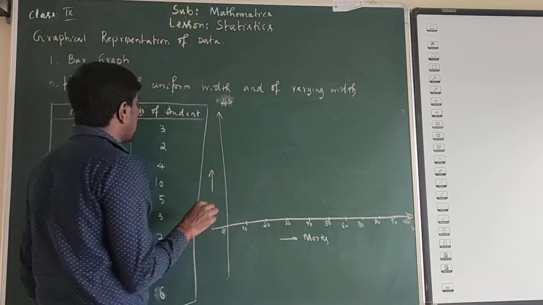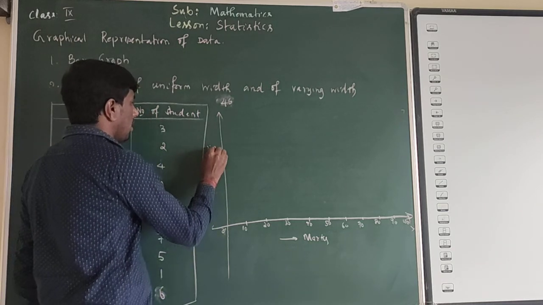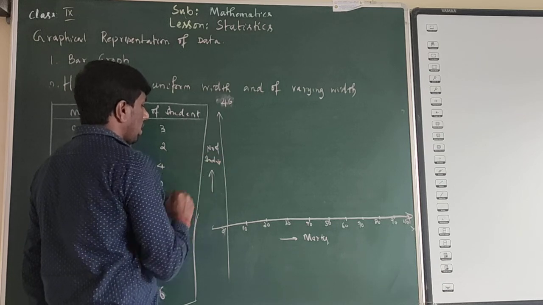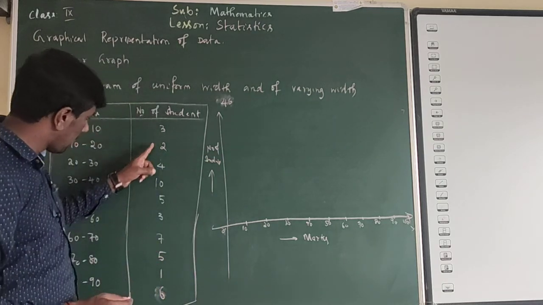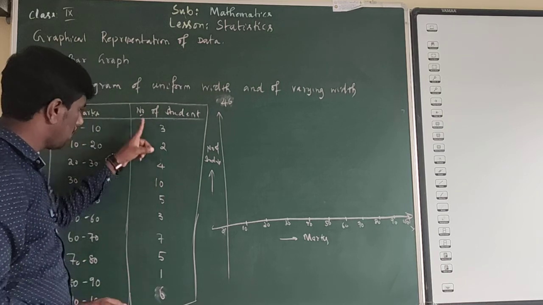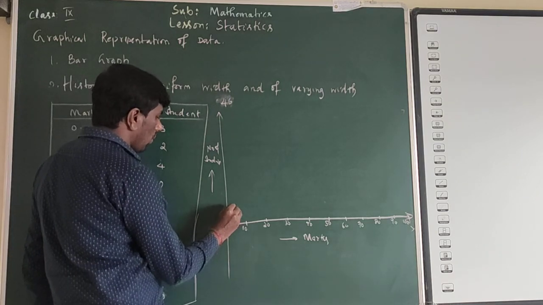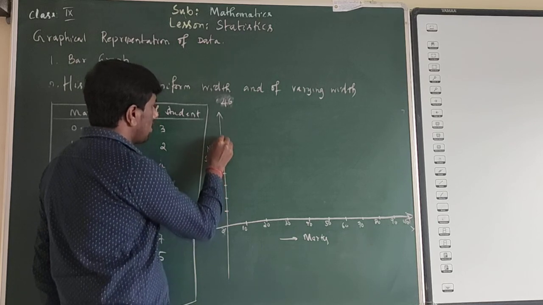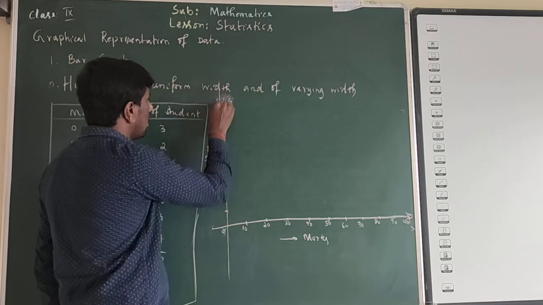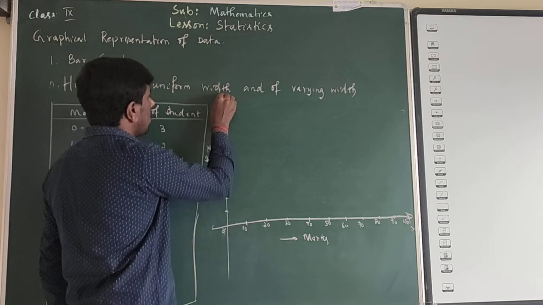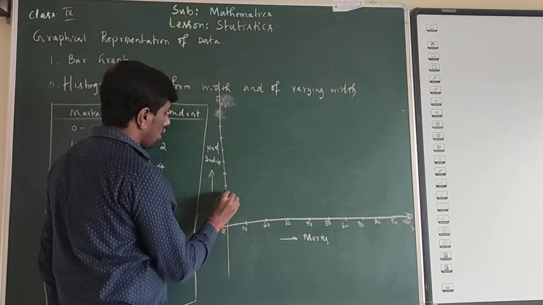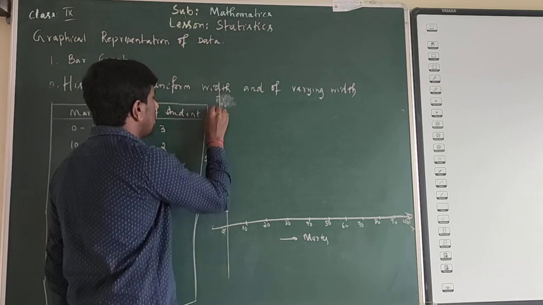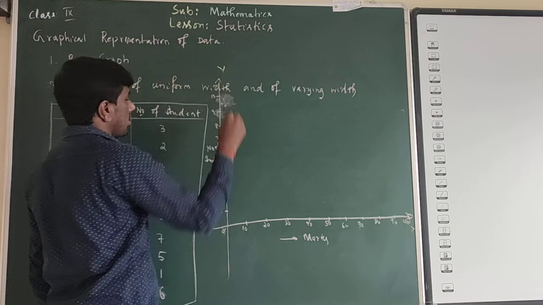Along the y-axis I will take the number of students. What is the maximum? It is maximum 10 only, right? So I will take 1, 2, 3, 4, 5, 6, 7, 8, 9, 10. This is the y-axis.